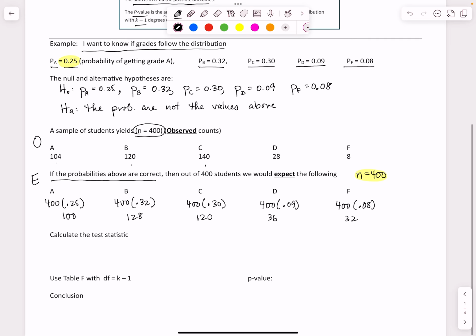Now to calculate the test statistic, you have to work your way through. You have to take each expected value and subtract.